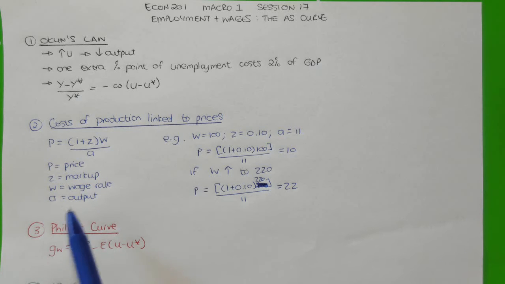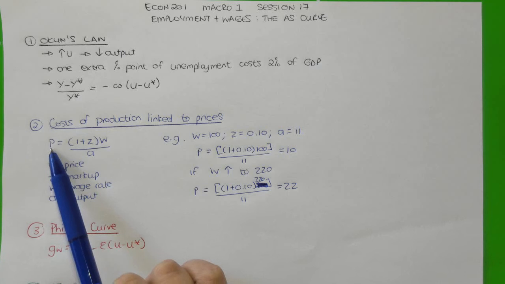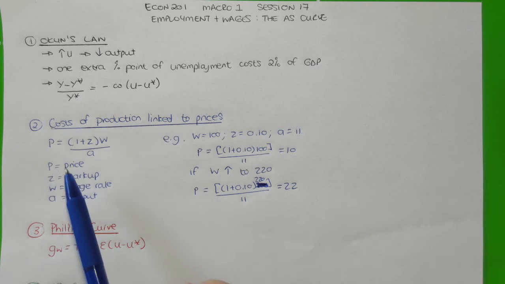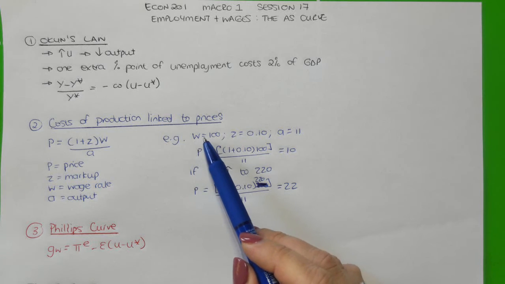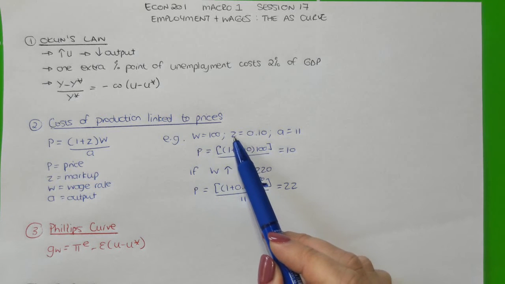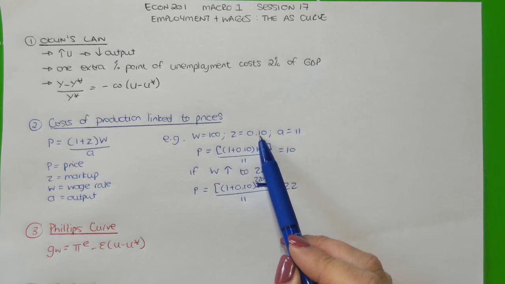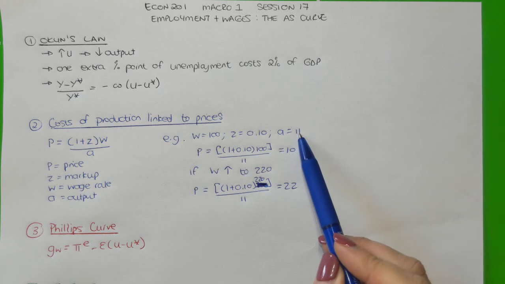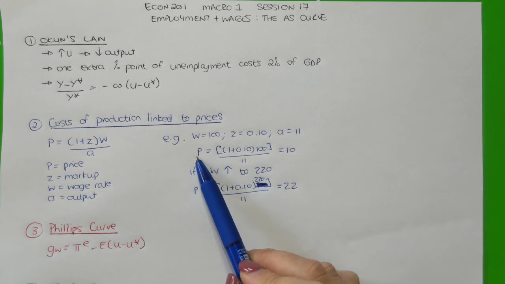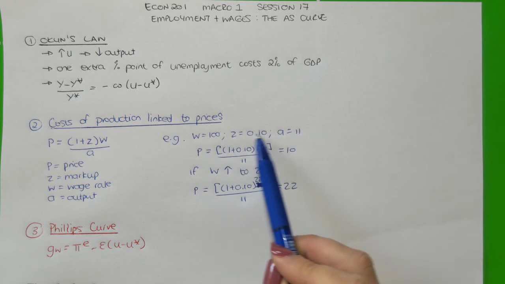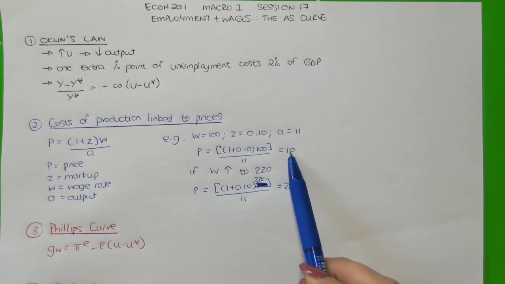Intuitively, what you should hopefully be able to recognize is that what this is suggesting is that the price that firms charge for the output that they're producing depends on the average cost of producing the output along with whatever additional markup the firm wants to make. To use an example, if the wage was equal to 100, Z, the markup, was equal to 10%, and if the quantity of output produced was 11, then the price that the firm would be charging for the output, given those values, would be equal to 10.